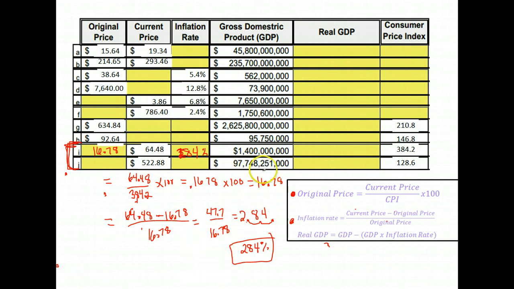Okay, so as we continue here, then we're asked to find the real GDP. Now this is going to come out really funny because we have such a high inflation rate, but this is how it would look. We still follow our original formula. To find the real GDP, you do the GDP, which was 1,400,000,000, minus the GDP, 1,400,000,000, times the inflation rate. But remember, the inflation rate as a decimal was 2.84, so that's going to make our number bigger.